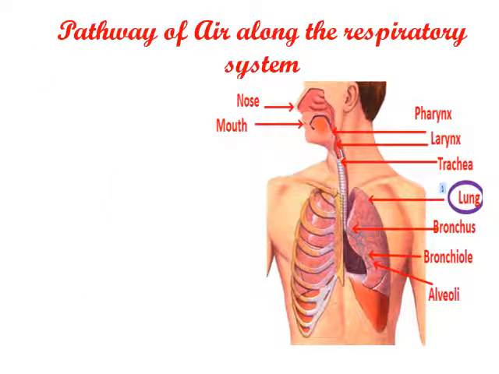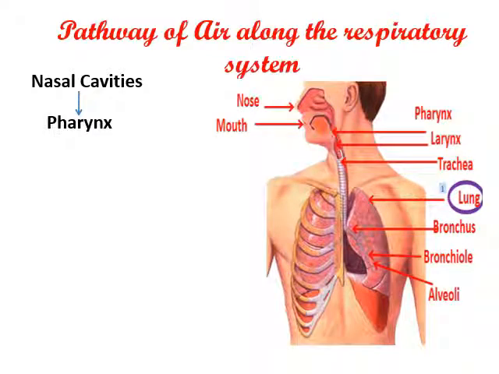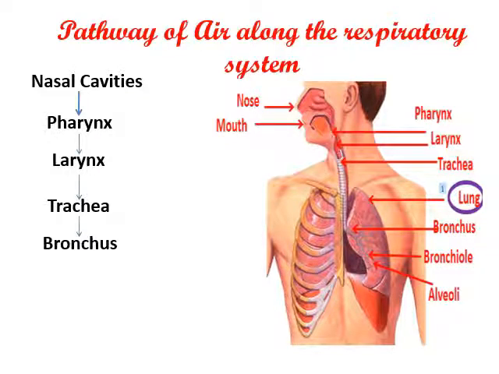In this one, we have the pathway of air along the respiratory system. You have to know this pathway. We have the nasal cavities. Air enters through the nasal cavities from the nose, then to the pharynx, the larynx, then it moves to the trachea, then to the bronchus, bronchioles, and finally it moves to the alveoli.